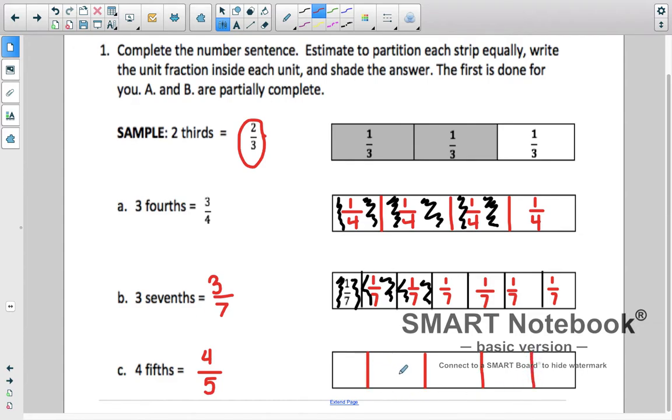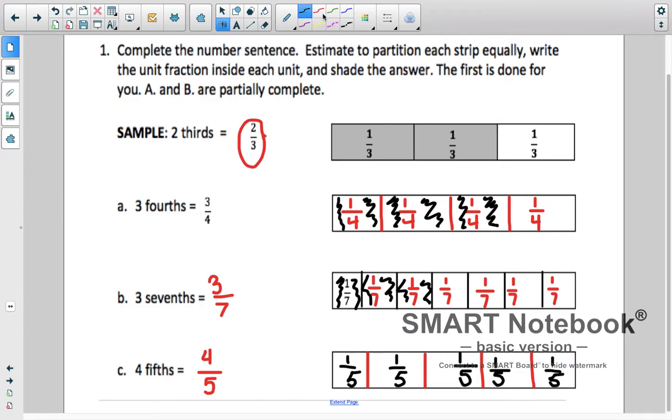All right, 1, 2, 3, 4, 5. Good, now let's write the unit fraction. So one piece of this strip is going to equal what? 1/5. That's my unit fraction. So 1/5 here, 1/5 here, and 1/5 here. Each piece equals 1/5.